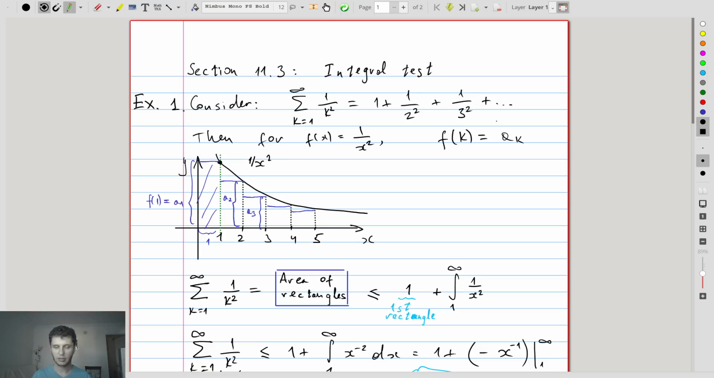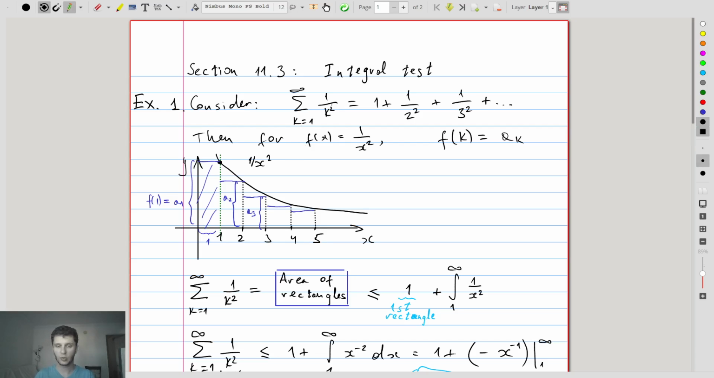In section 11.3, we discuss our first convergence test for series. It will be specifically the integral test, where we'll use improper integrals to understand convergence of series. So this makes sense, right?